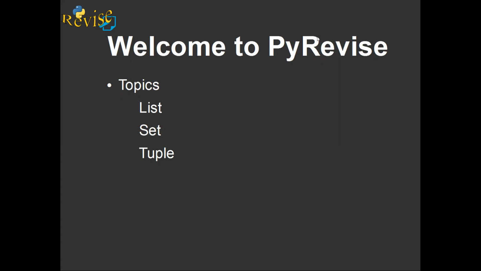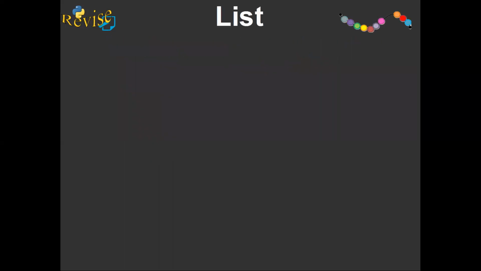Today we are going to talk about iterable data types in Python. There's list, set, and tuple. So first we'll talk about list. List is a mutable iterable data type.